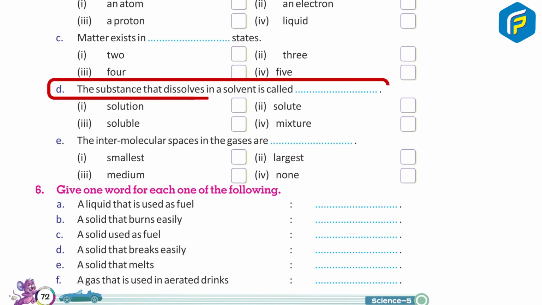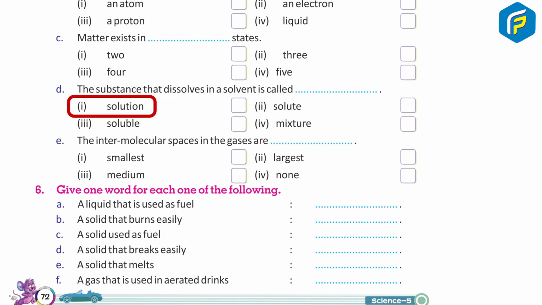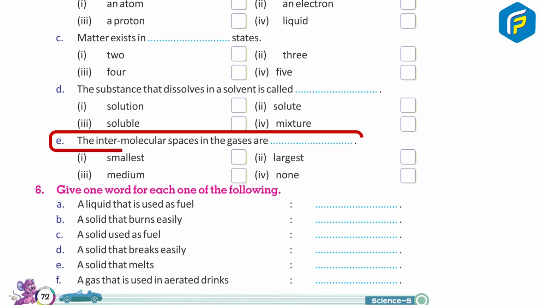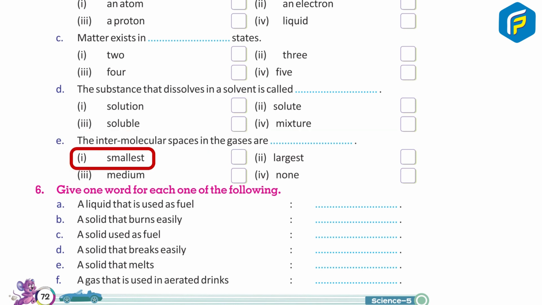D. The substance that dissolves in a solvent is called dash: 1 solution, 2 solute, 3 soluble, 4 mixture. E. The intermolecular spaces in gases are dash: 1 smallest, 2 largest, 3 medium, 4 none.